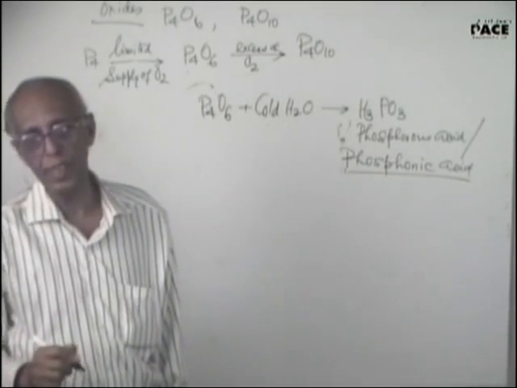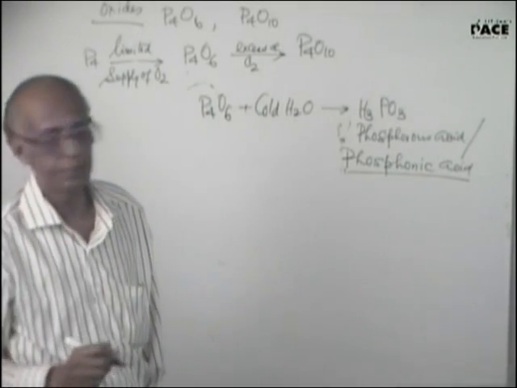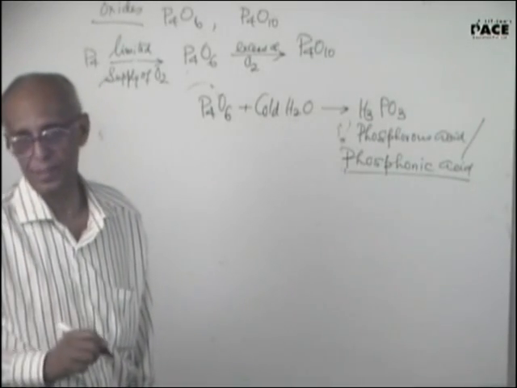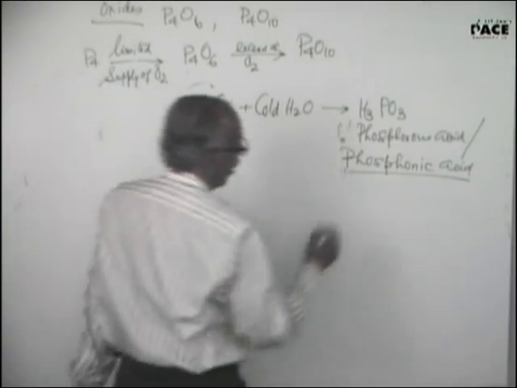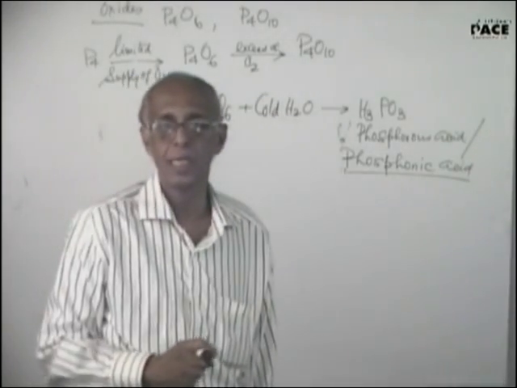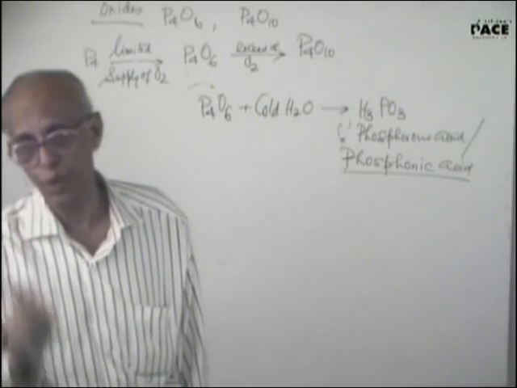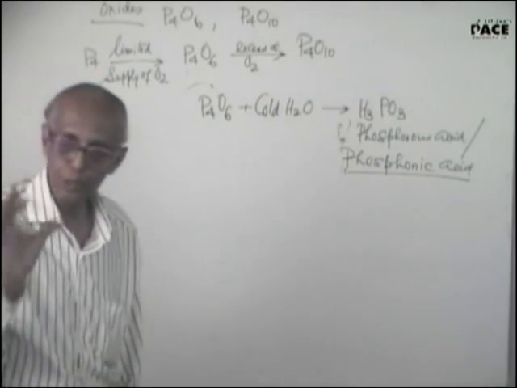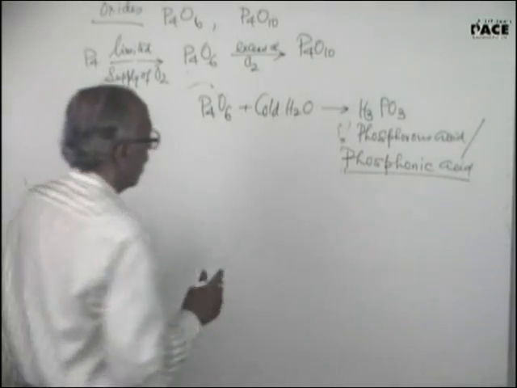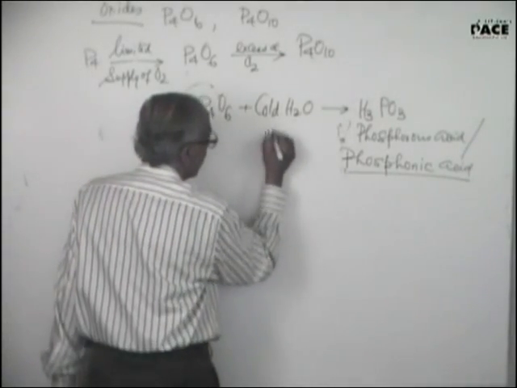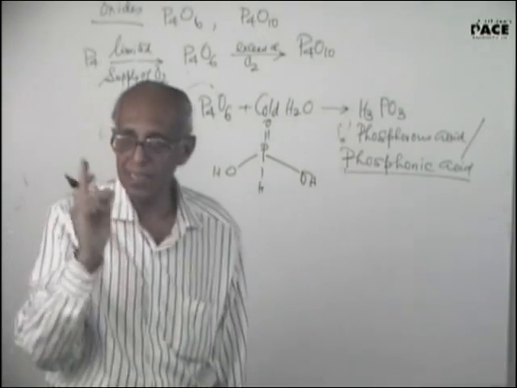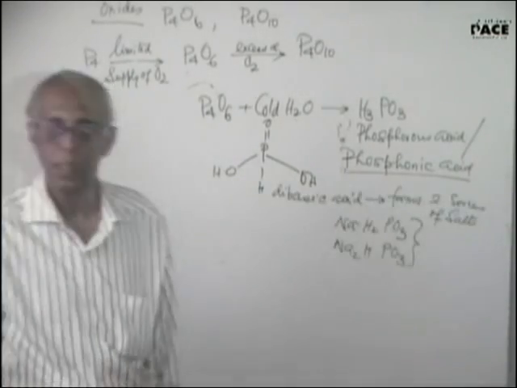For P4O6, when you add it to cold water, you get phosphorus acid. The new nomenclature of phosphorus acid is called phosphonic acid. So phosphonic acid and phosphorus acid are the same compound. So phosphorus acid is a dibasic acid.